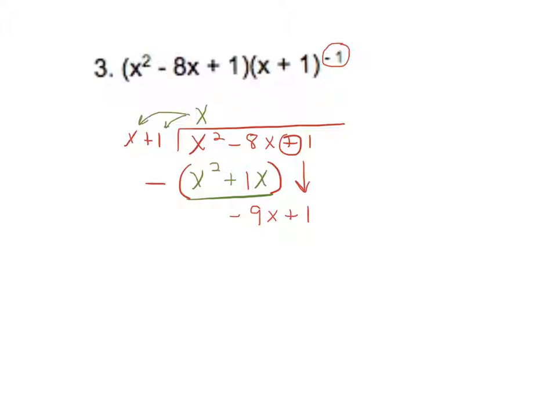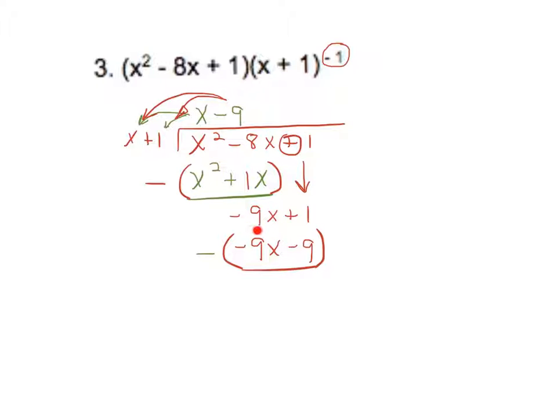Now I'm going back to the very beginning kind of, and I just ask the same question. What do I have to take x times to go into this first term, which is negative 9x? Answer that by taking it times negative 9. And now I just repeat the procedure. I take negative 9 times my divisor, both terms. When I carry out that multiplication, negative 9 times x is negative 9x, and negative 9 times 1 is negative 9, and then again I subtract that line.